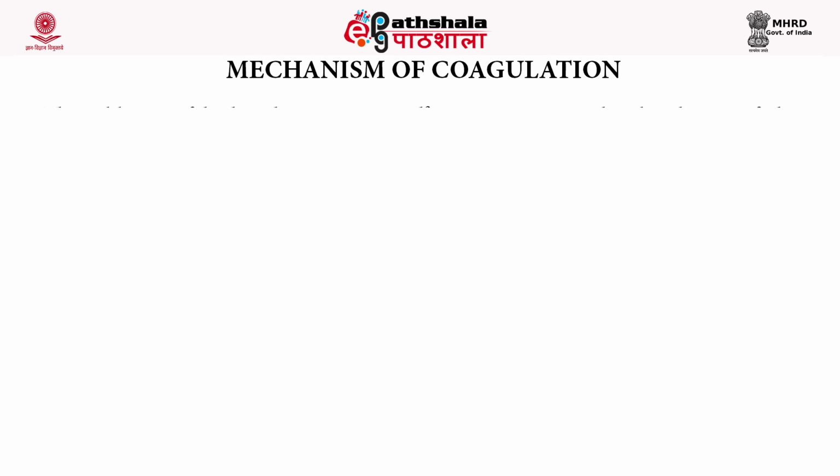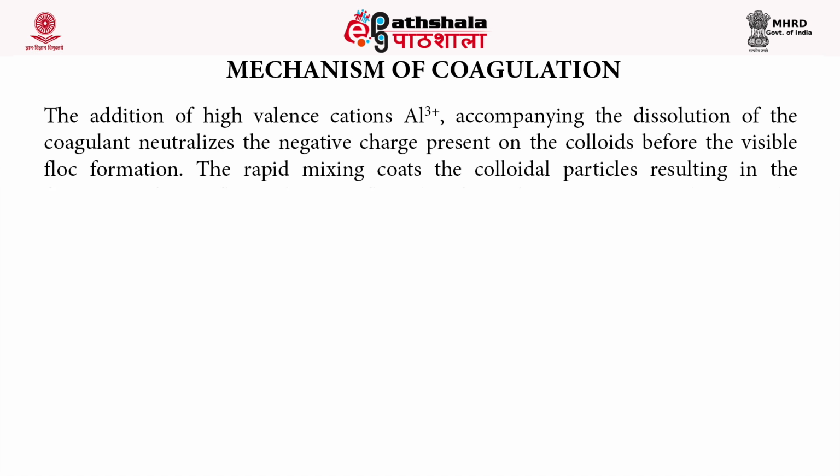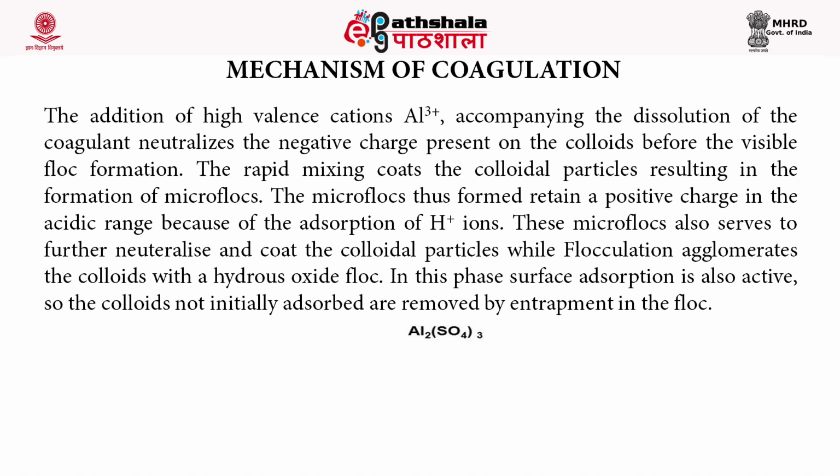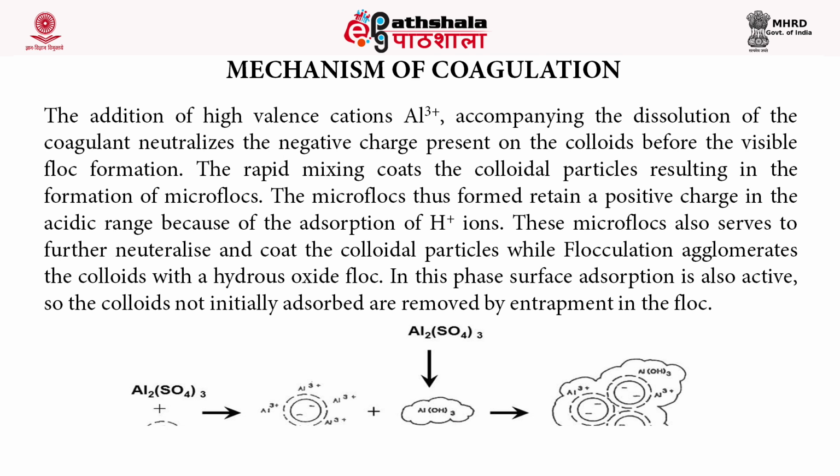The addition of high valence cations accompanying the dissolution of the coagulant neutralizes the negative charge present on the colloid before the visible floc formation, and the rapid mixing coats the colloidal particles, resulting in the formation of microflocs. These microflocs then retain a positive charge in the acidic range because of the adsorption of hydrogen ions. These microflocs also serve to further neutralize and coat the colloidal particles, while flocculation agglomerates the colloids with a hydrous oxide floc. In this phase, surface adsorption is also active, so the colloids which are not initially adsorbed are removed by entrapment in the floc.